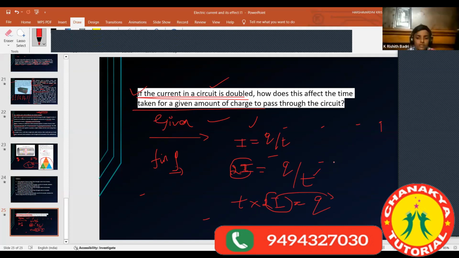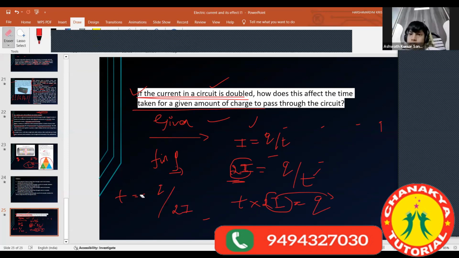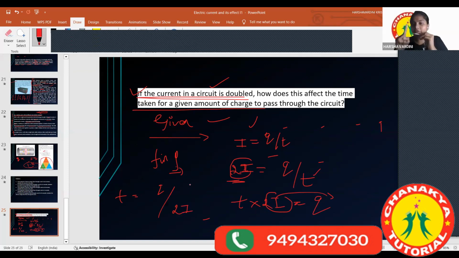So 2I is in multiplication, so bring that to the other side. It becomes division. Correct? So T is equal to Q by 2I. Now did you all get how it became division here? Logically? Yes. Now understand the further steps.